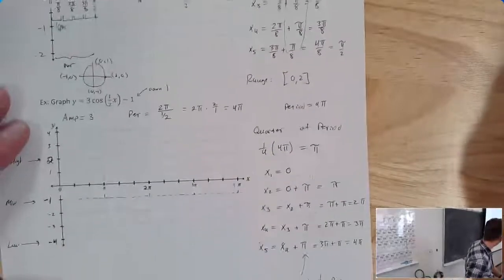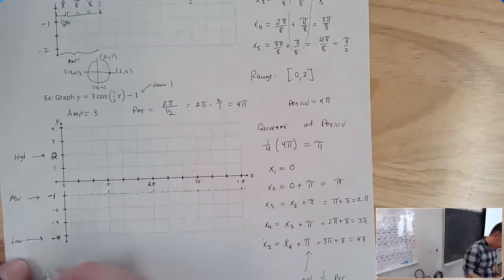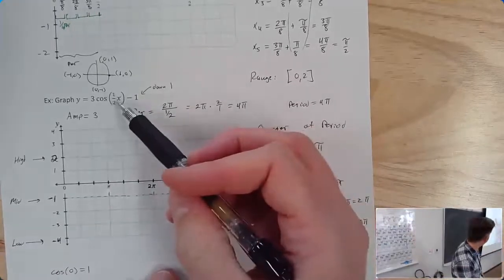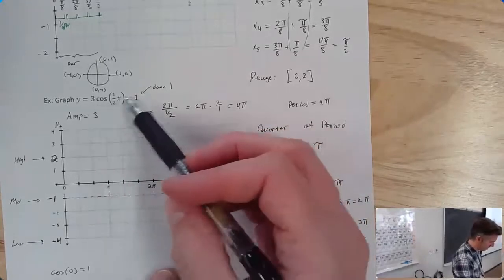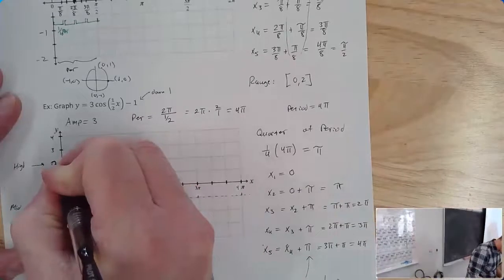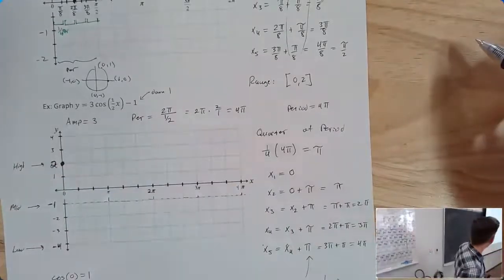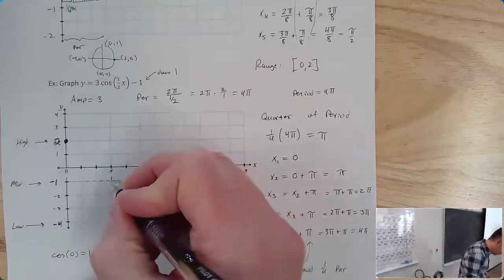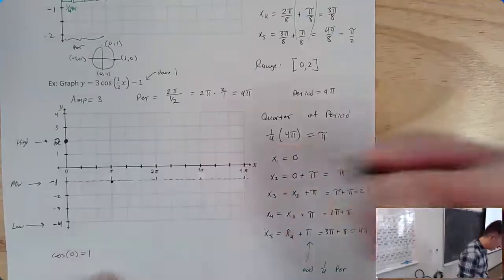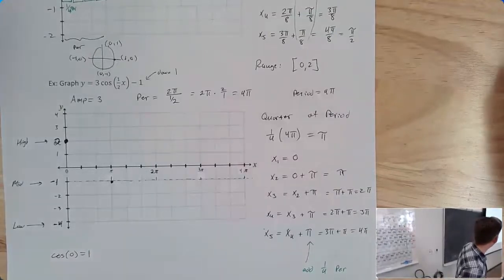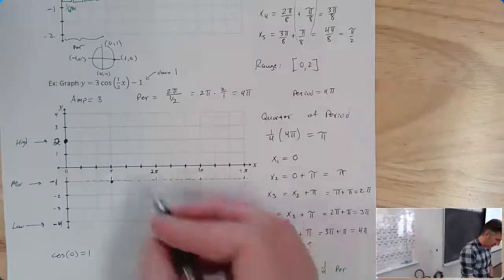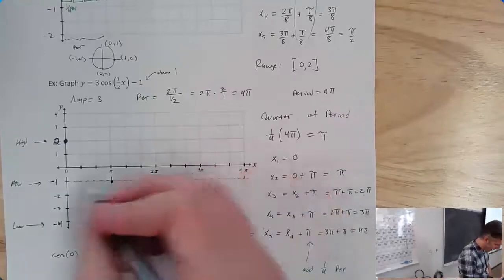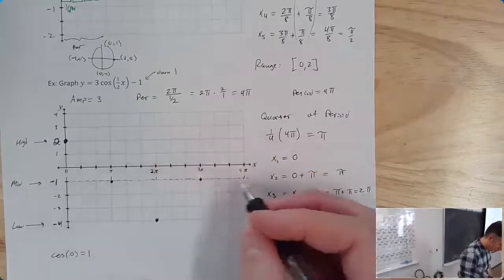Okay, so cosine starts high, right? We know that cosine of 0 is equal to 1. So if I start at an angle of 0, cosine of 0 is 1. 3 times 1 is 3. 3 minus 1 is 2. We're starting here. The next important angle is pi. That's our next spot. And we're going to go down to the middle, which is not on the x-axis. It's at the middle line. And then at our next important point, which is 2 pi, we're going to go down to the bottom, which is -4. And then we're going to go at 3 pi back to the middle. And at 4 pi back to the top.